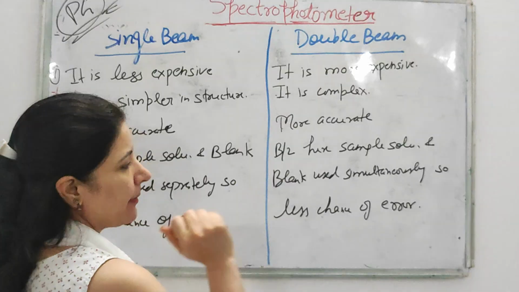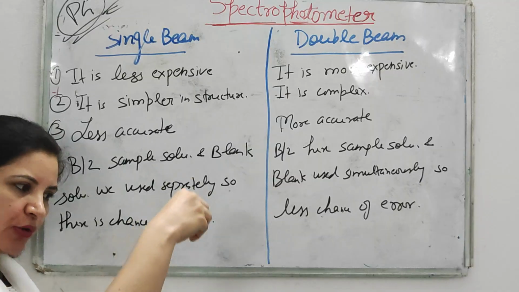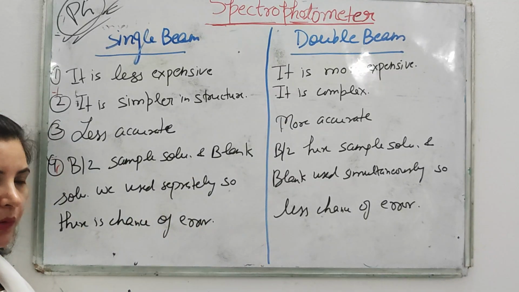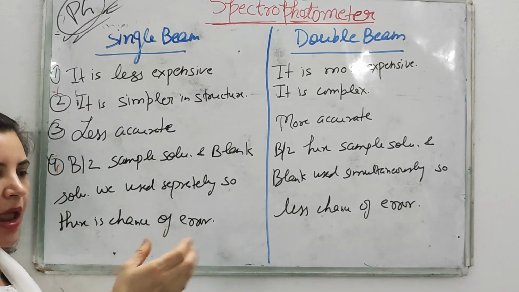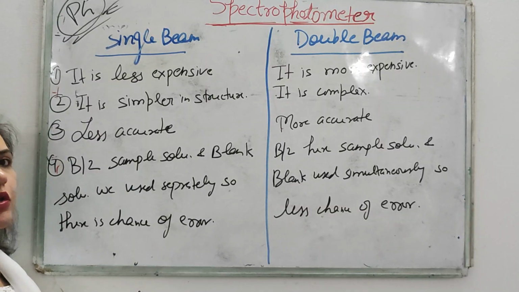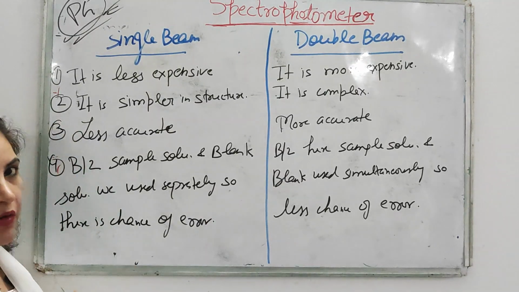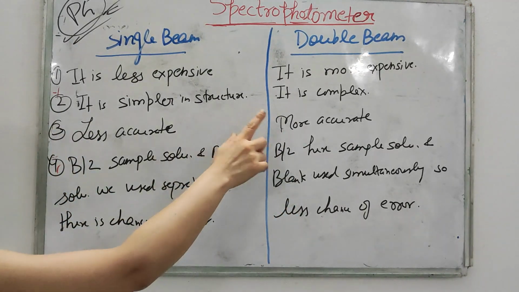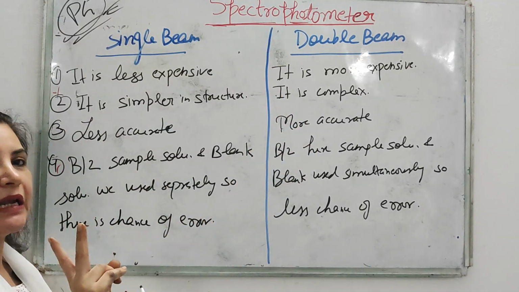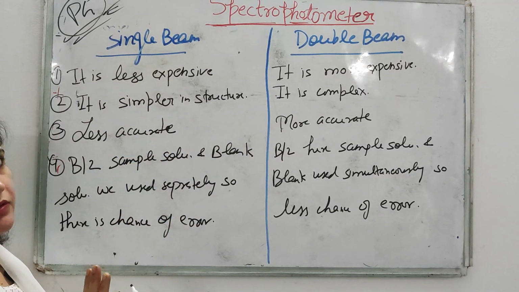But in double beam, what is there? Simultaneously, as there are two beams, you put together your blank solution and your unknown sample, and two beams are passing. One beam passes through your unknown sample solution, and the other beam passes through your blank solution. So simultaneously you can measure the optical density of your sample solution and your blank. So there is less chance of error, and because of less chance of error, it is more accurate. But it is more expensive because it is complex and it needs two beams and two cuvettes together, while single beam is less expensive and simpler in structure.